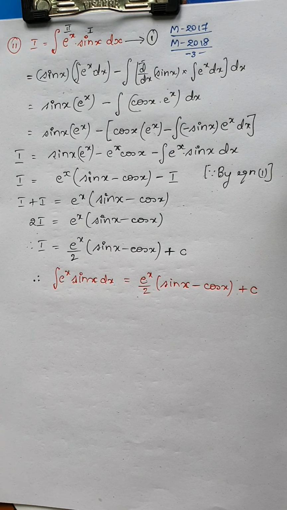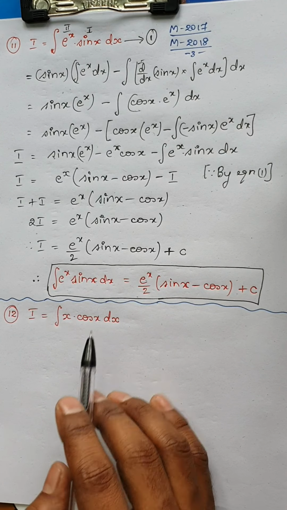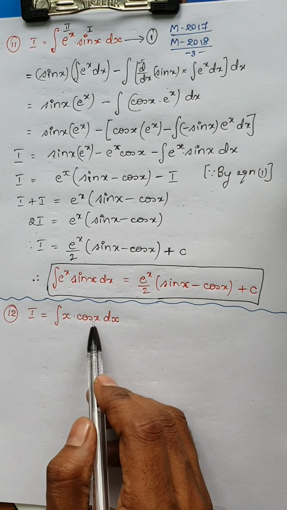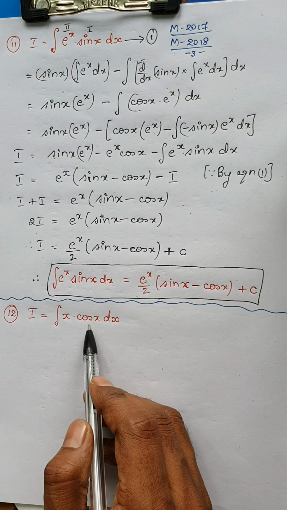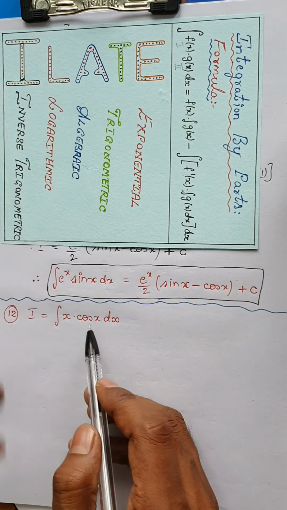Okay students, the next integral we have is integral of x into cos x. Remember, you have x that is algebraic and cos x which is trigonometric. According to our rule, algebraic comes first, so I'll consider x as the first function and cos x as the second function. Okay, so according to our procedure, let me keep first function as it is and integrate the second function.